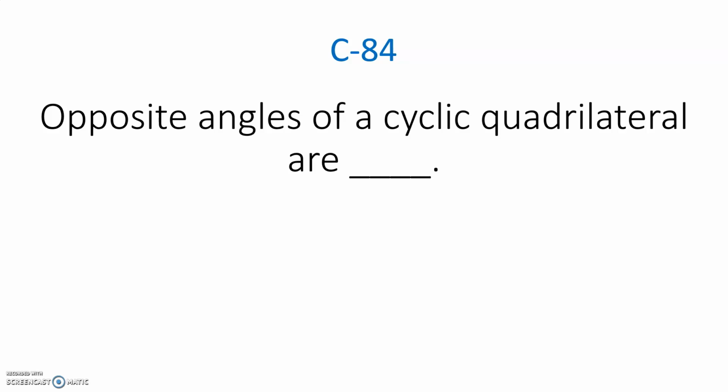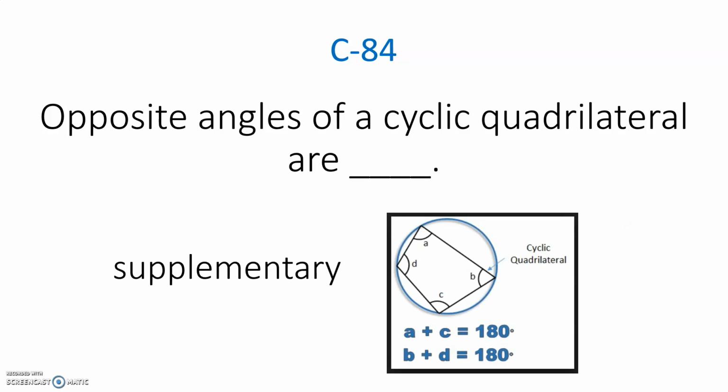Okay, conjecture number 84. Opposite angles in a cyclic quadrilateral are what? They are supplementary. So it says in the drawing here, this is a cyclic quadrilateral. All the vertex points are on the circle, and all the sides and the angles are inside. And they say in here that these add up to be 180. A plus C adds up to 180. D plus B adds up to be 180.